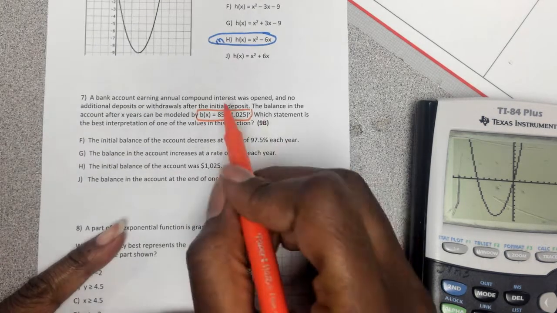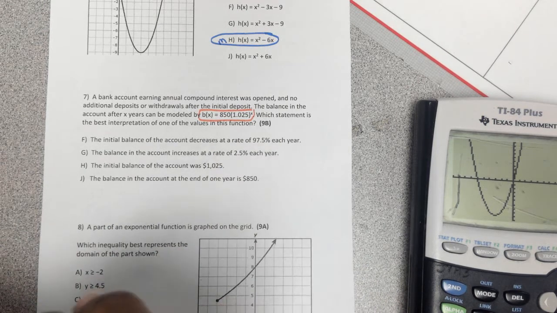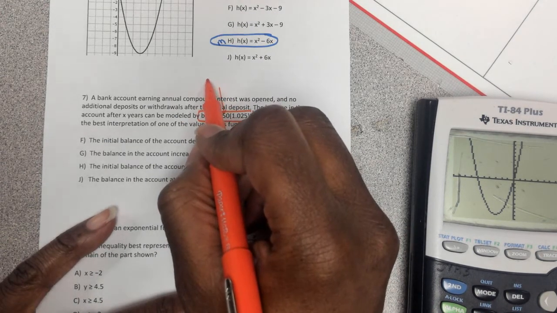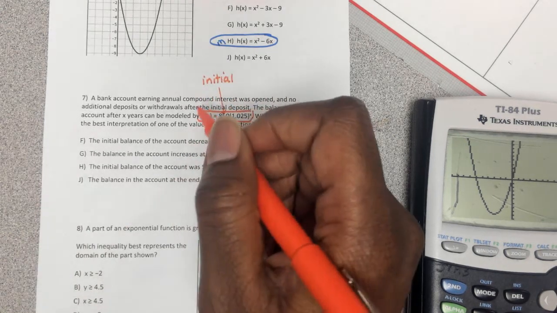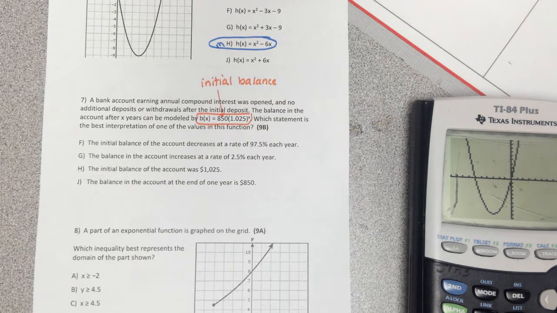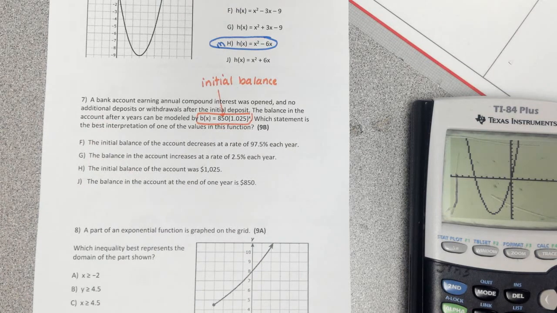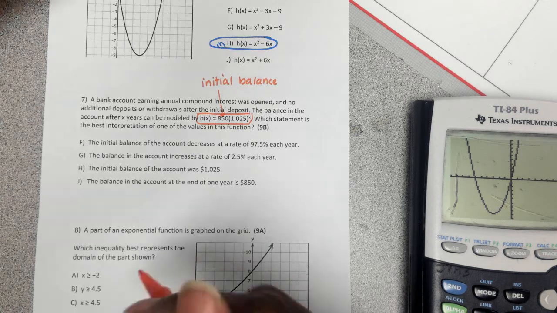You need to know what each of these values mean. Does anybody know what the 850 means? Yes, that's the original balance, the starting balance, the initial balance. What does initial mean? Think about the initials of your name. It's the starting letter, the first letter of your name. So the initial balance is the first money that they put in there, what they started with. Initial, same thing as initials in your name.